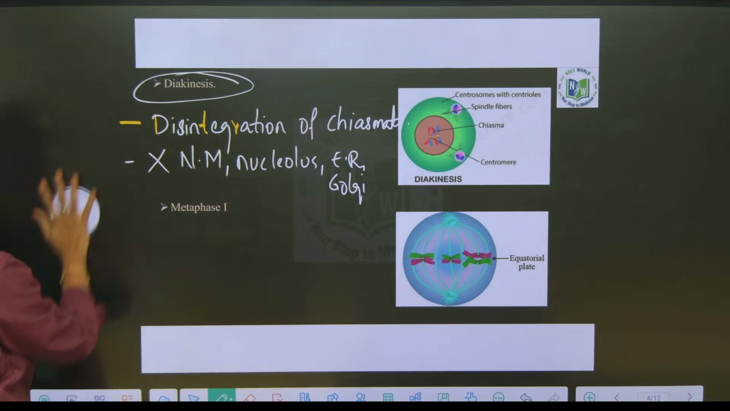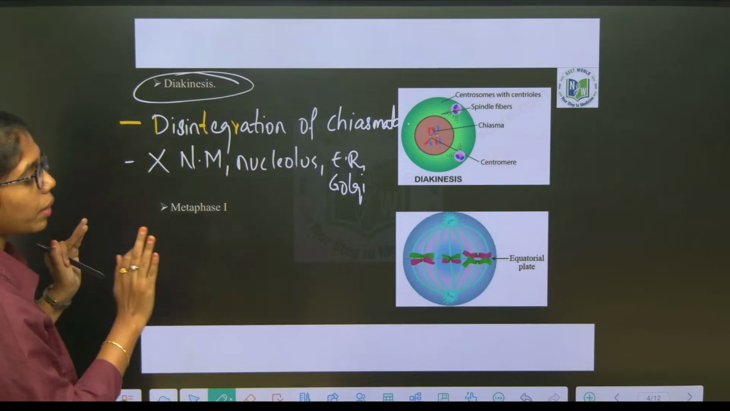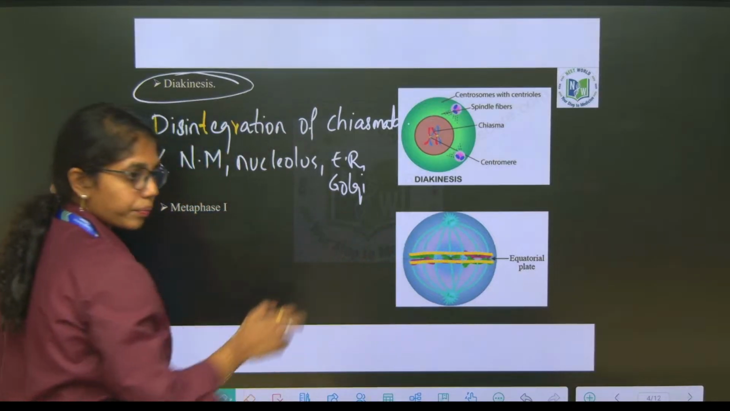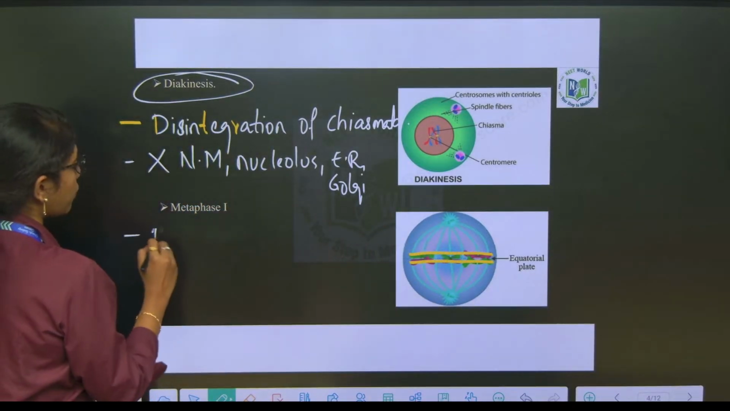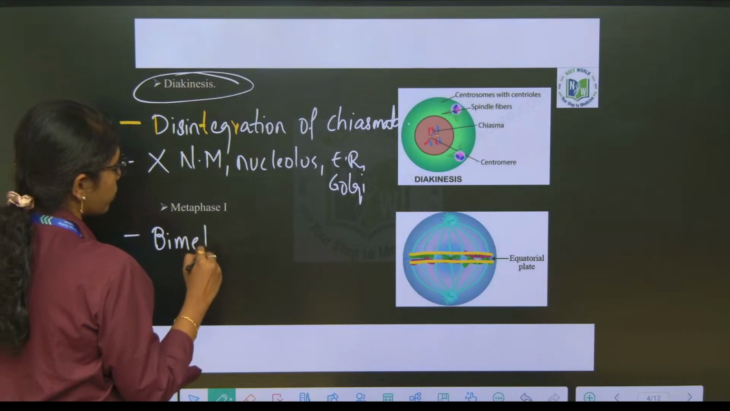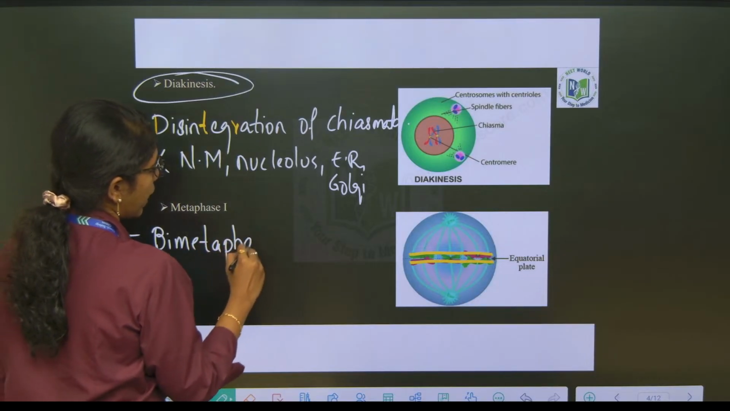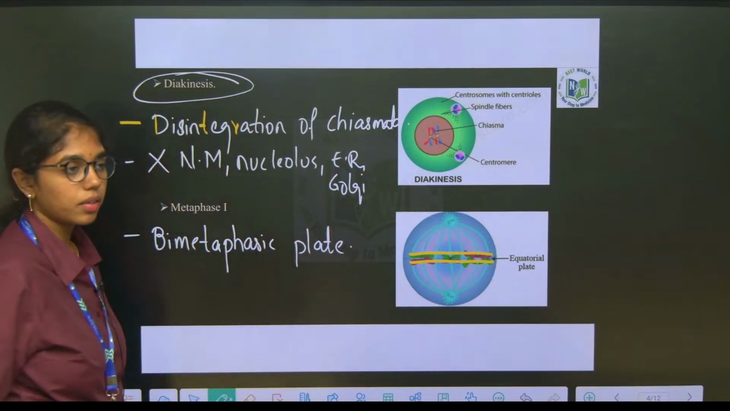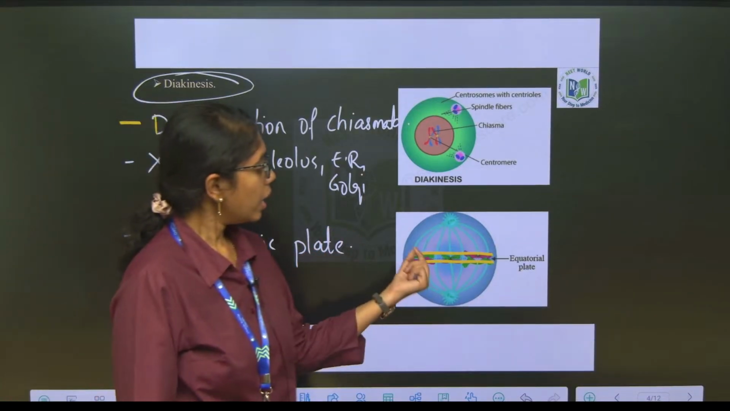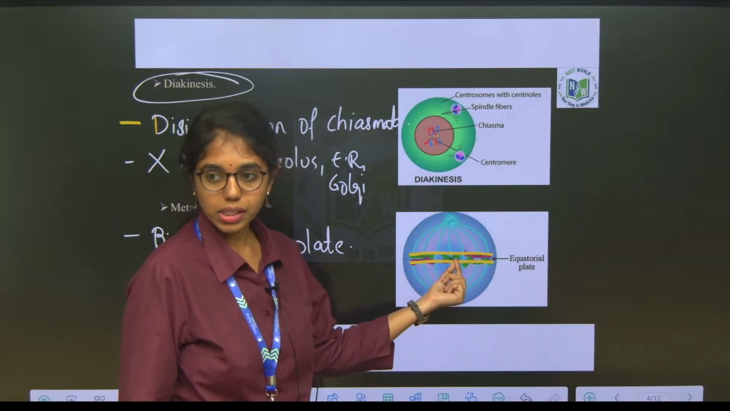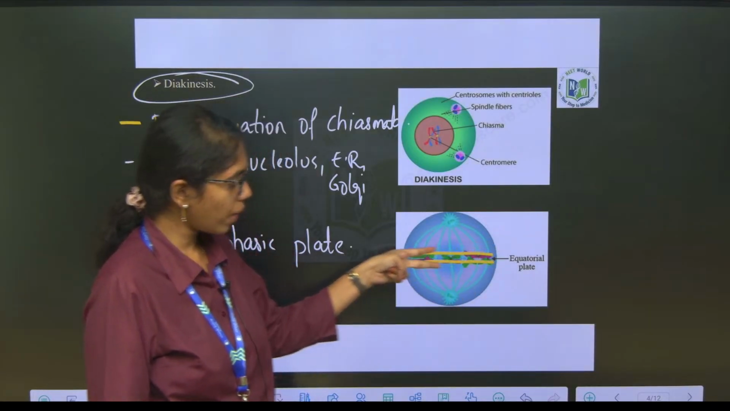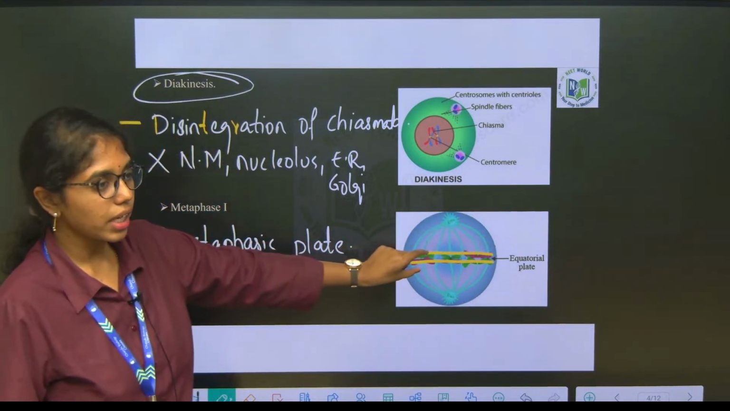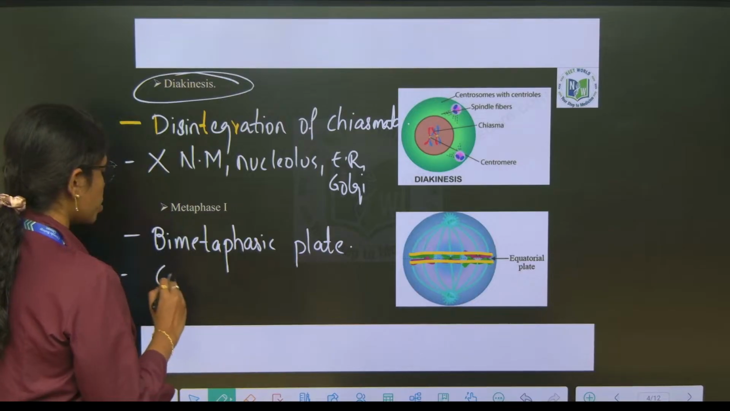Metaphase 1 is similar to the metaphase of mitosis, but the only difference is here you can see 2 metaphasic plates. In mitosis there is only one metaphase plate. Here bimetaphasic plate is formed, wherein the sister chromatids are present. In a homologous chromosome, 2 sister chromatids will be aligned at the center, and all the chromosomes aligned at the center, this is called as what? Congregation.